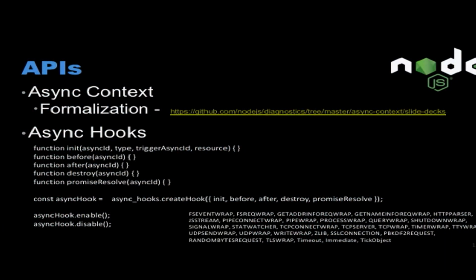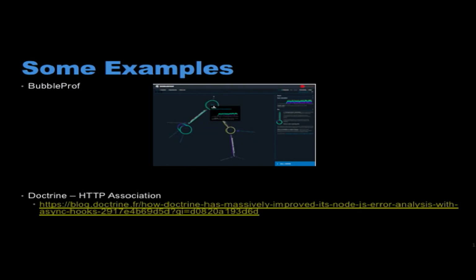Async hooks itself has actually been very successful in that it provides the API that you can see there. You can register hooks to be informed before and after asynchronous events happen. And there's already a number of good tools that are using this API to provide some really interesting information. So BubbleProf, which is a tool developed by NearForm, provides a nice visualization of what's going on based on what it can get out of the asynchronous hooks.